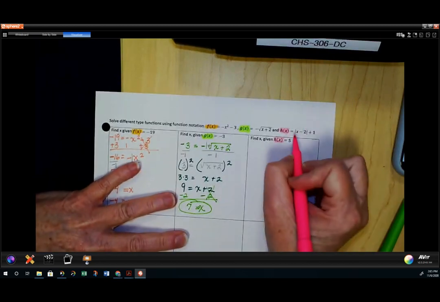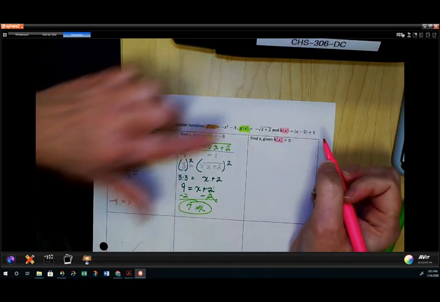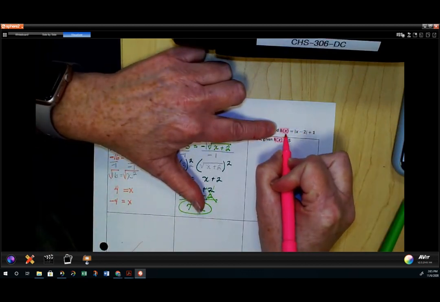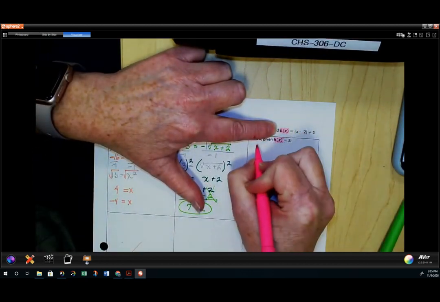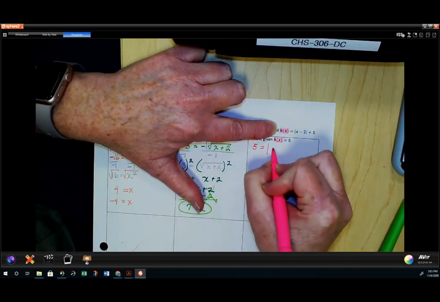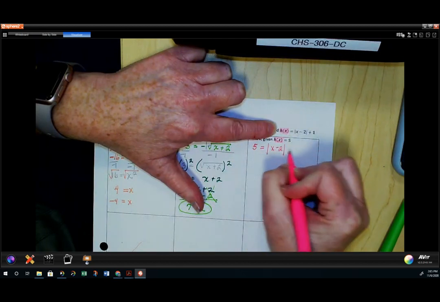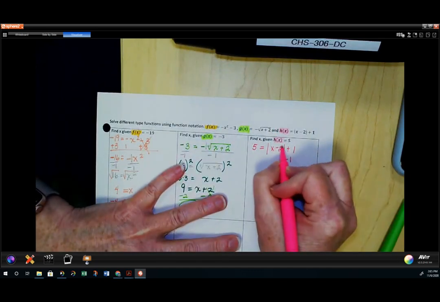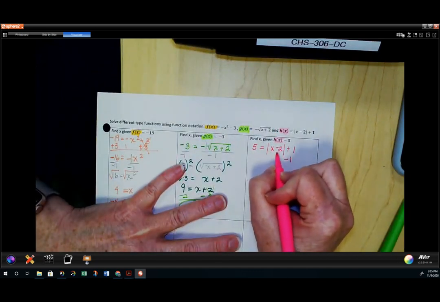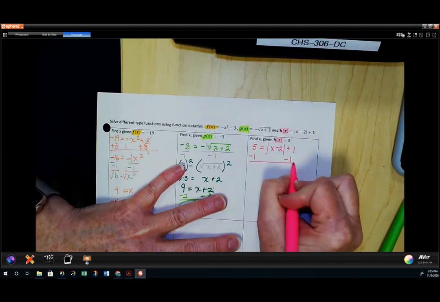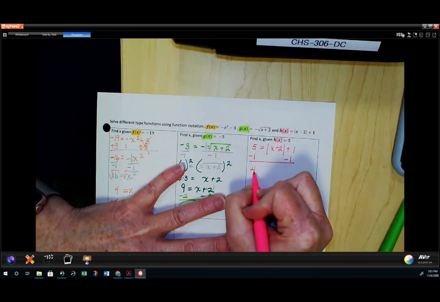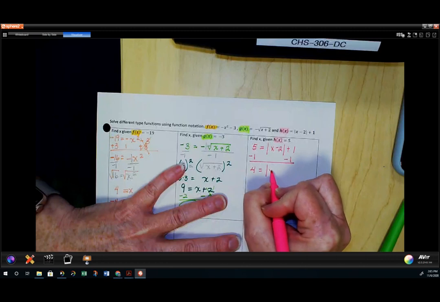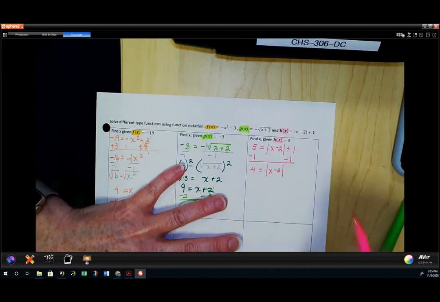And now this is going to be absolute value again. And we're going to have this be equal to h of x. It's going to be 5 is equal to the absolute value of x minus 2, plus 1. Again, we have to get the absolute value part all by its little lonesome. So I have to subtract 1 on both sides. So 5 minus 1 is 4 is equal to the absolute value of x minus 2.